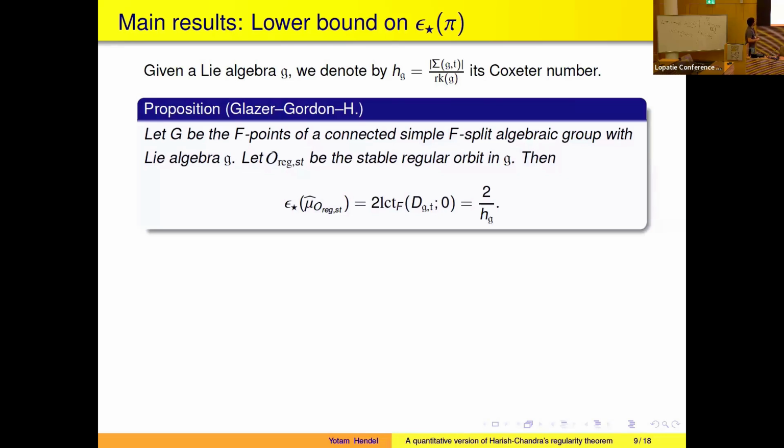There is one assumption that I make in this theorem. Okay, so connected simple group, this is not a problem, but I do need F-splitness, otherwise I just have an inequality. And just as a quick example, in the case of GL_n, this Coxeter number is just n, and therefore we get that this epsilon star of mu O_St hat is 2 over n, and we will see that this is the worst, this is the smallest epsilon can be in this setting, so for GL_n.